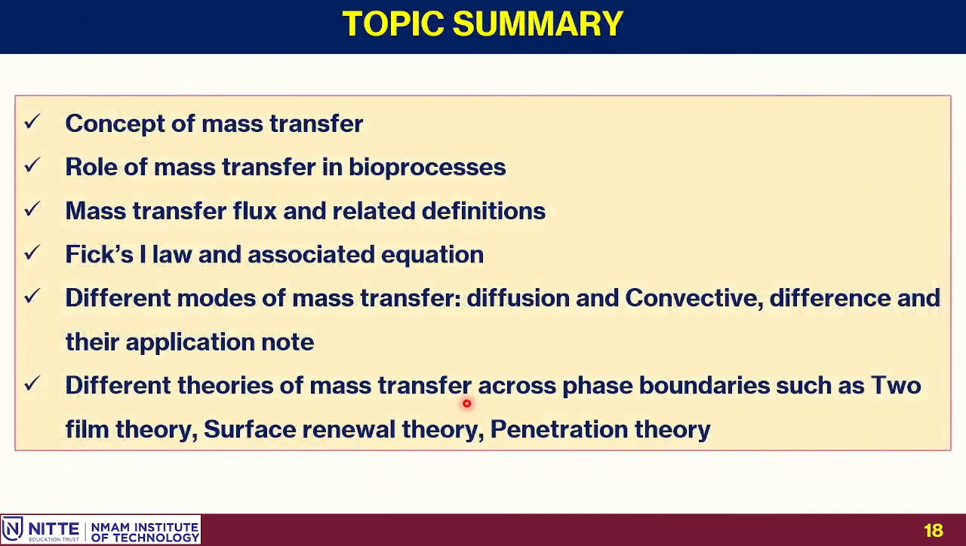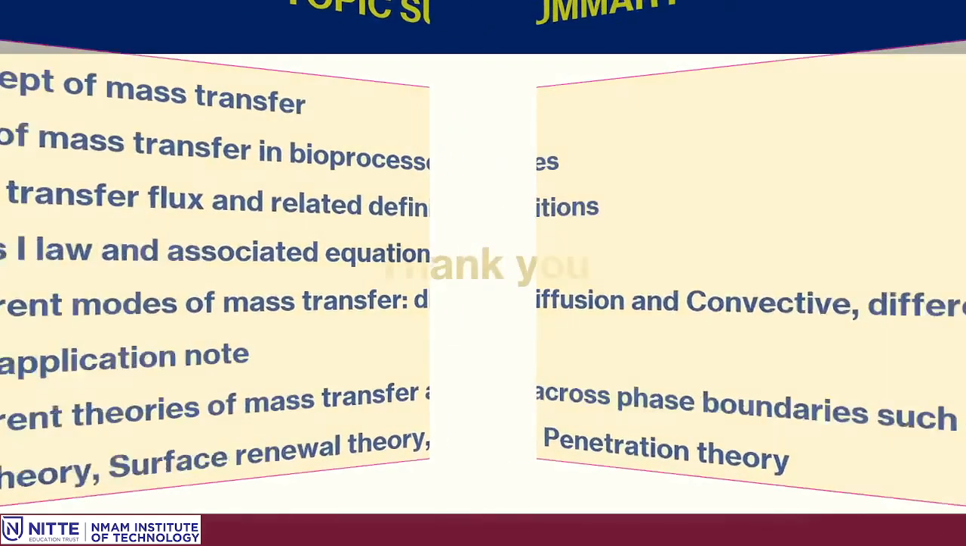So with this, we have come to the end of basic concepts in mass transfer. So we have learned the concept of mass transfer. We know how mass transfer is important for bioprocess. Some examples we have seen. We also saw the mass transfer flux equations, Fick's first law, and related definitions. We have also seen the example for diffusion and convection, the equations for it, and how they are different. We have seen the different theories of mass transfer across phase boundary, like two film theory, surface renewal theory, and penetration theory. That's it for this class. Thank you.